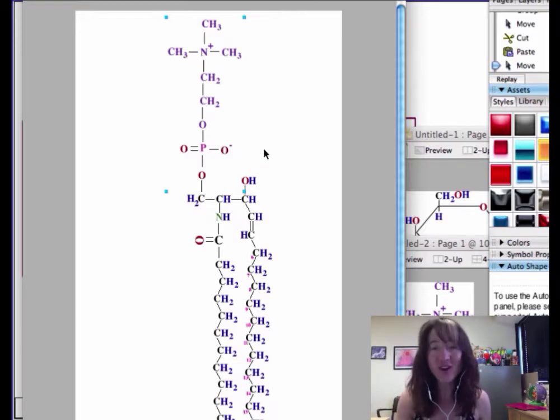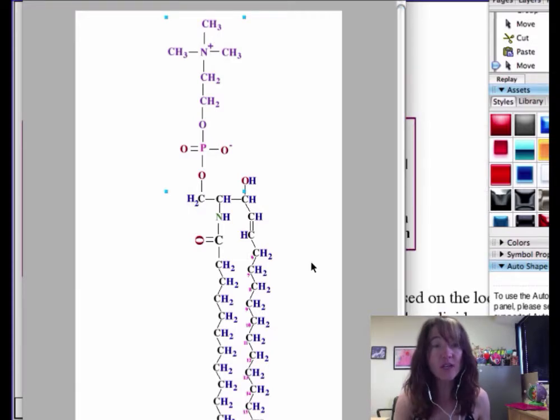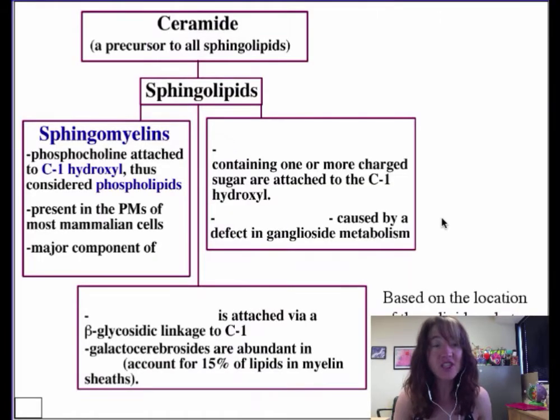Now you might have heard of them before, because I'm guessing those of you who are interested in the neurosciences will recognize sphingomyelins, because you're going to think of the term myelin sheaths. And remember, myelin sheaths, well, let's just say it: there's a lot of sphingomyelins in myelin sheaths. They are the major component of those neural sheaths.